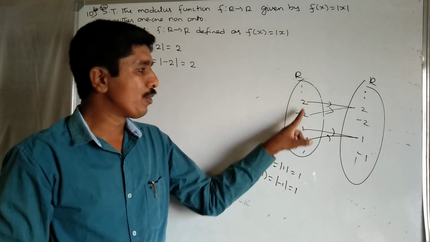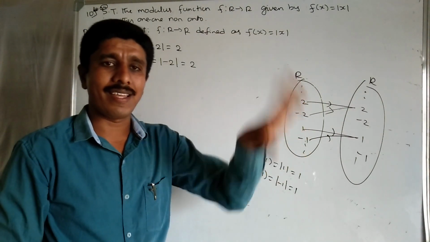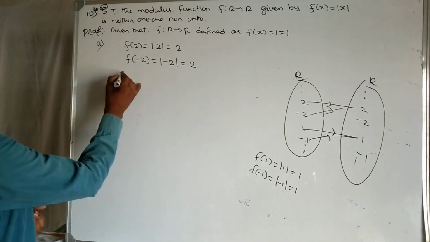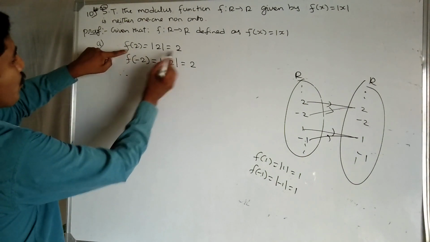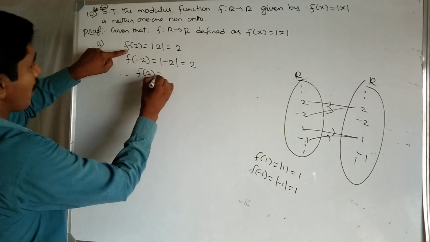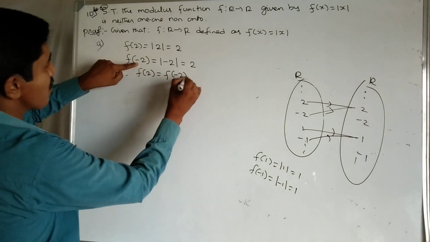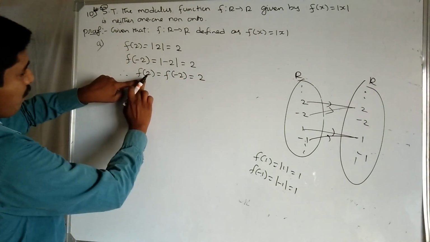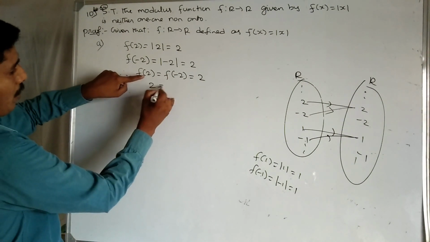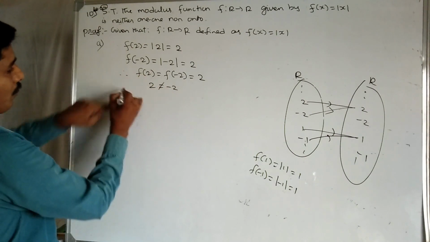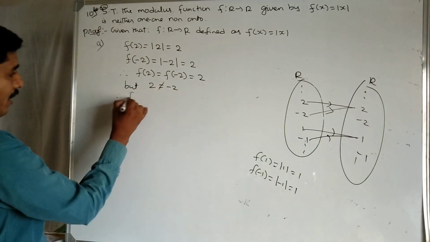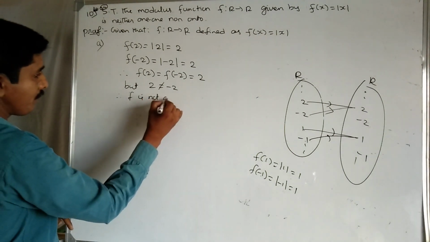Take either 2 and minus 2, 1 and minus 1, or any other real numbers, we can prove that it is not one-one. So clearly f of 2 equal to f of minus 2 equal to 2, meaning f of x1 equal to f of x2 for some elements. But what about the domain elements here? Is 2 equal to minus 2? Is it true? Not true. 2 is not equal to minus 2. Therefore, f is not one-one.